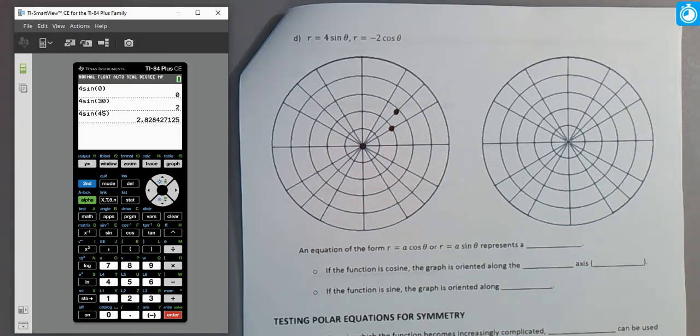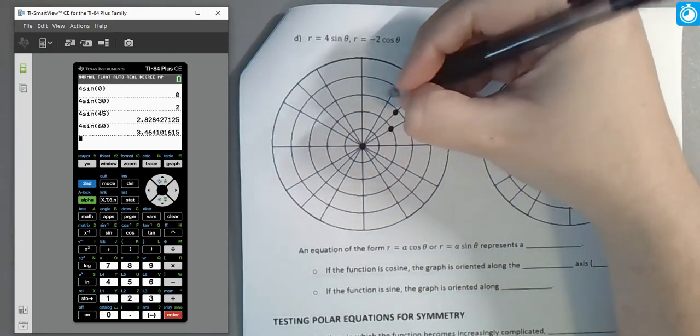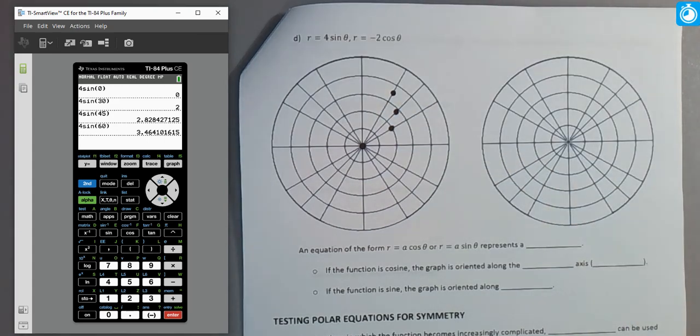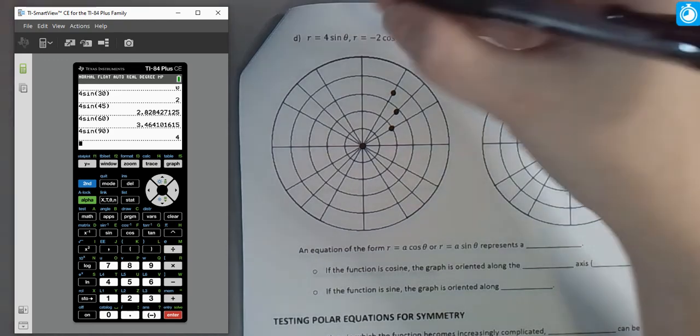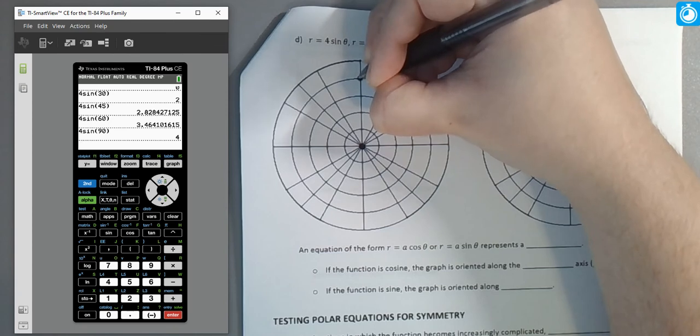Okay, what if we rotate to pi over 3 or 60 degrees? So 4 times the sine of 60, about 3.5. So 60, 1, 2, 3, about 3.5. So roughly there. And then let's keep going to 90. Pi over 2 radians, or 90 degrees. So 4 times the sine of 90. Well, we know the sine at 90 degrees is going to be 1. So 4 times 1, not unexpected, is 4. So at 90 degrees, we're at 1, 2, 3, the fourth ring.